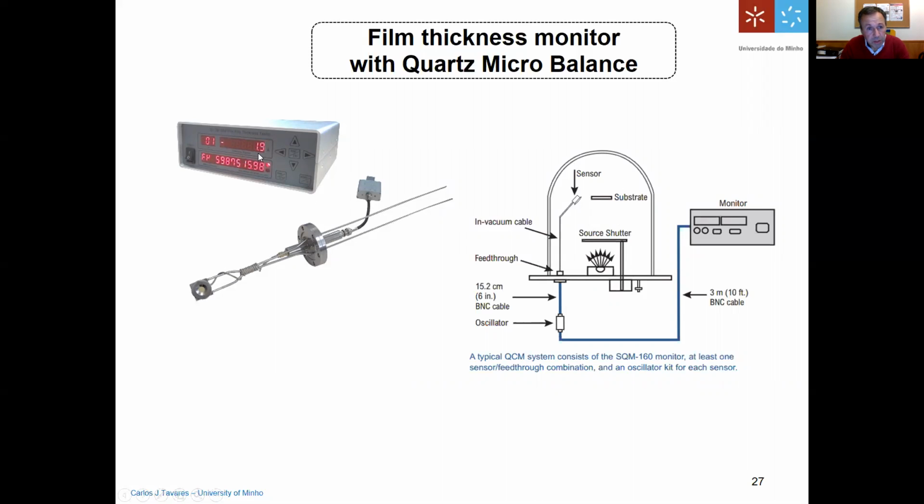As input parameters, you have to know beforehand the density of the material which is being evaporated. When you input the density here, then you can measure the thickness. For example, here you can measure 1.9 angstroms at a specific time. That is the thickness of the film.